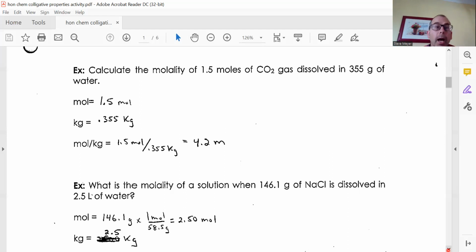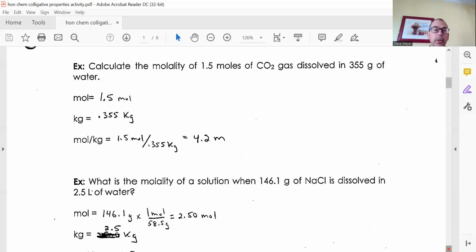Okay, sorry about that. Calculate the molality of 1.5 moles of CO2 in 355 grams of water. Molality is moles of CO2 over kilograms of water. That will be the solvent that we'll use in all of these. And 355 grams is 0.355 kilograms. So 1.5 divided by 0.355 gives me 4.2.